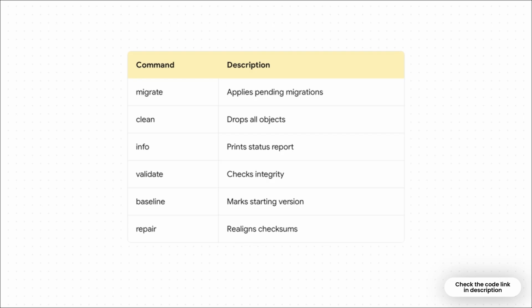Then we have info, which prints a really nice comprehensive status report showing you what's pending, applied, or failed. Validate is your integrity checker. It ensures your applied migration checksums match the files currently sitting on your disk.